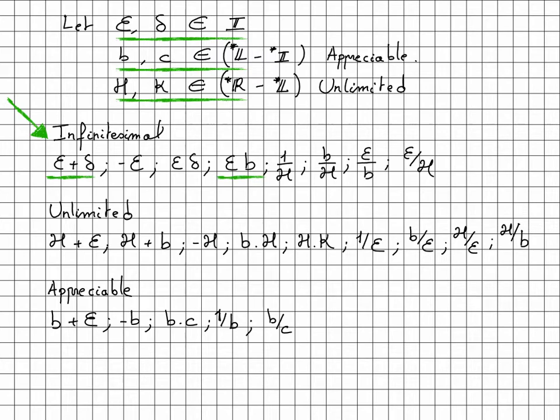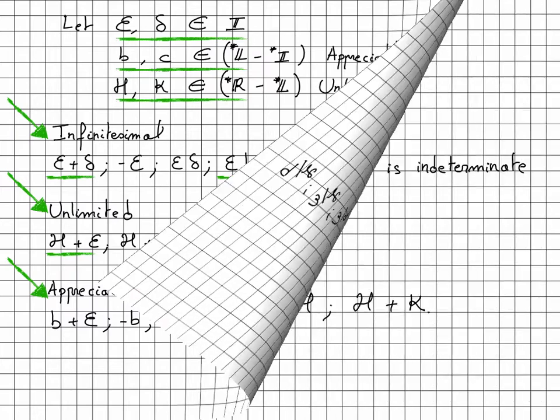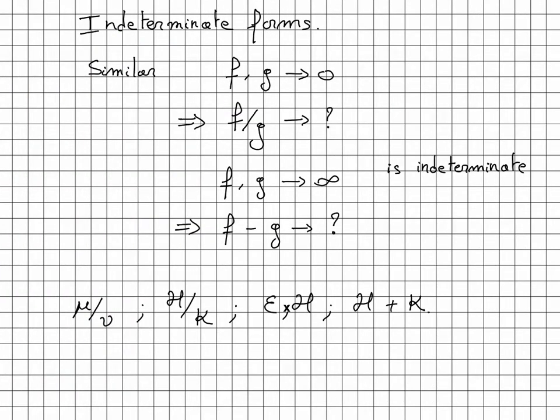Here is a list of all operations giving an unlimited number. For example, the sum of an unlimited number with an infinitesimal, or the product of two unlimited numbers. And here is a list of operations giving an appreciable number. There are a few cases which require further investigation.